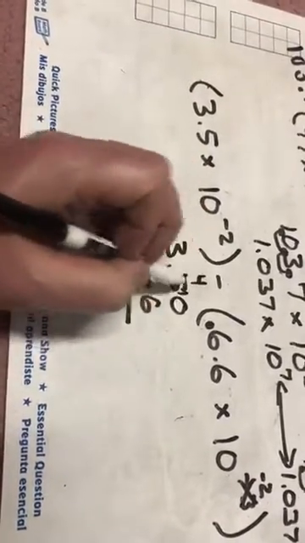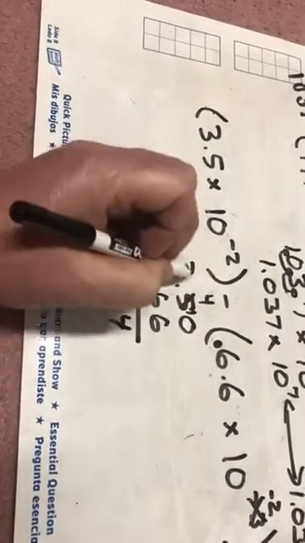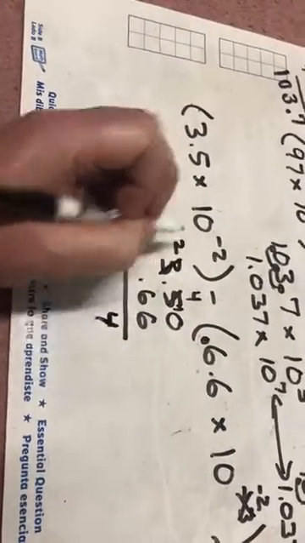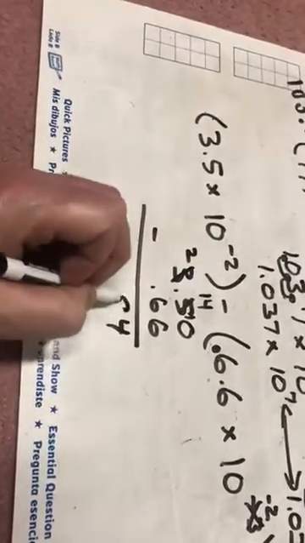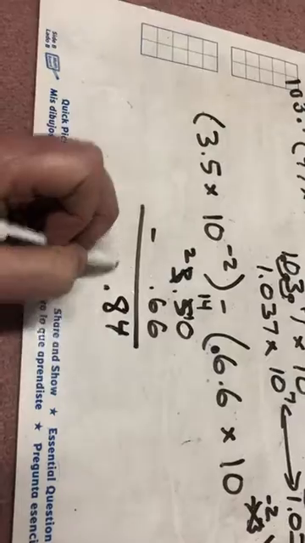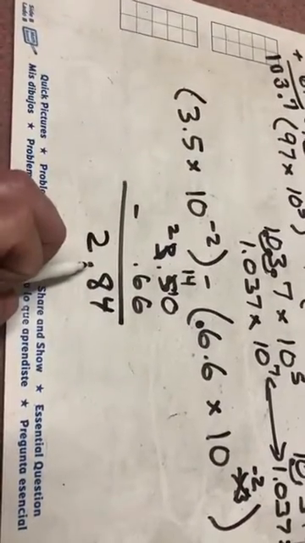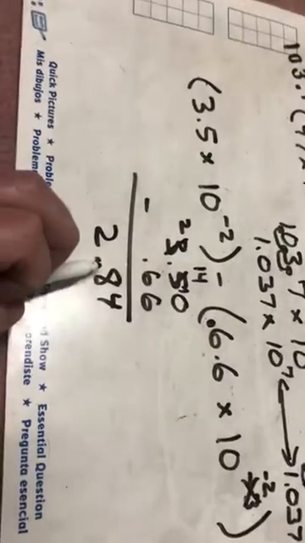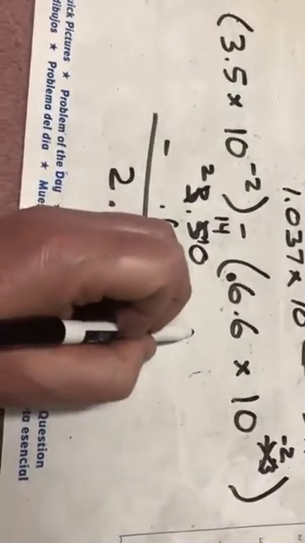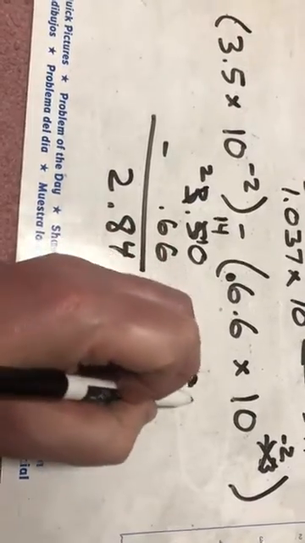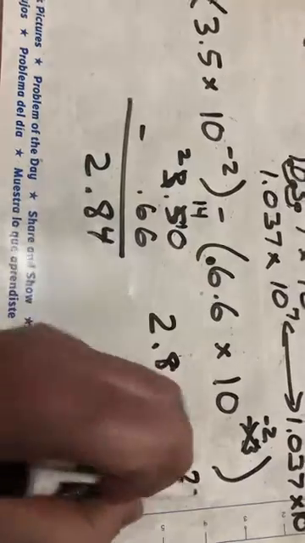Borrow from the 5, make it a 4, make the 0 a 10. 10 minus 6 is 4. I can't do 4 minus 6, so I borrow from the 3, make it a 2. 4 becomes a 14. 14 minus 6 is 8. Drop the decimal, 2.84. I like 2.84 because it is at least 1, but it's less than 10. So my final answer ends up being 2.84 times 10 to the power of negative 2.